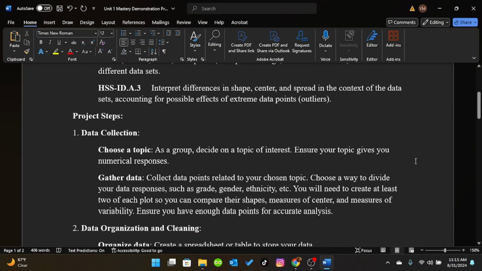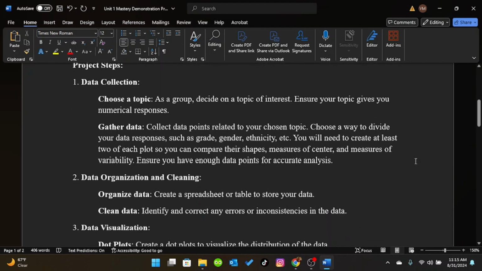Now we can look at the project steps. The first step in your project is data collection. You are going to choose a topic. As a group, you need to decide on a topic of interest. You need to ensure that your topic gives you numerical responses. You need to be able to plot your responses on a number line.